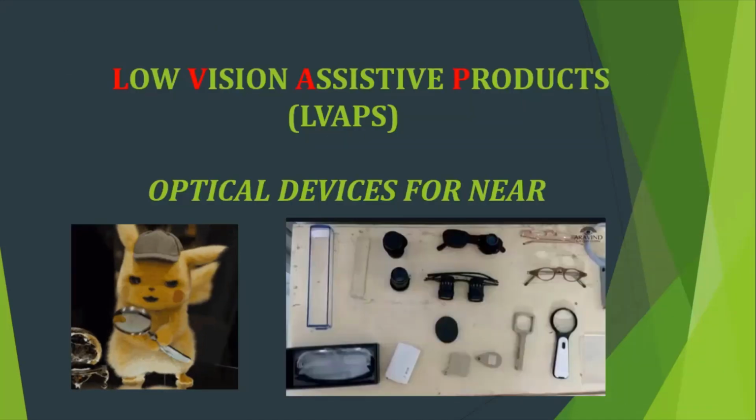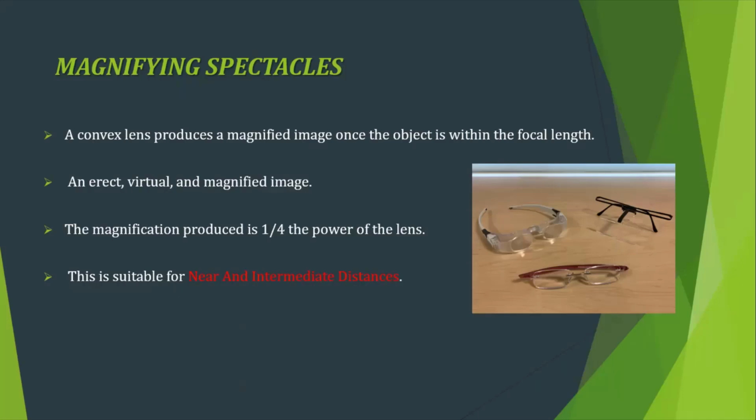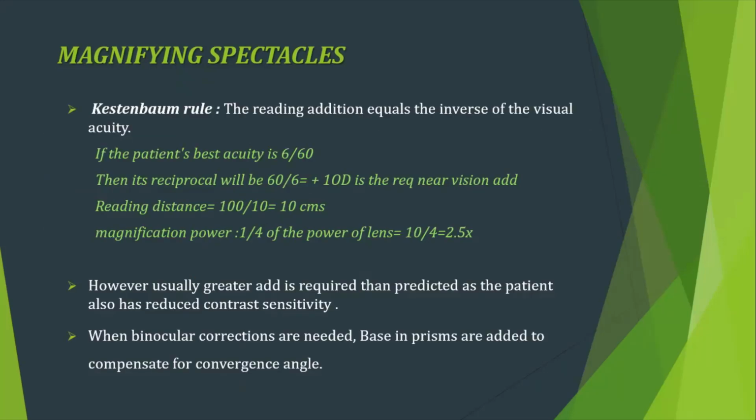So we'll see some of the devices for near. So first thing is magnifying spectacles. It's a convex lens. It produces an erect virtual and magnified image. The magnification is 1/4 of the power of the lens. This is mainly suitable for near and intermediate distance.